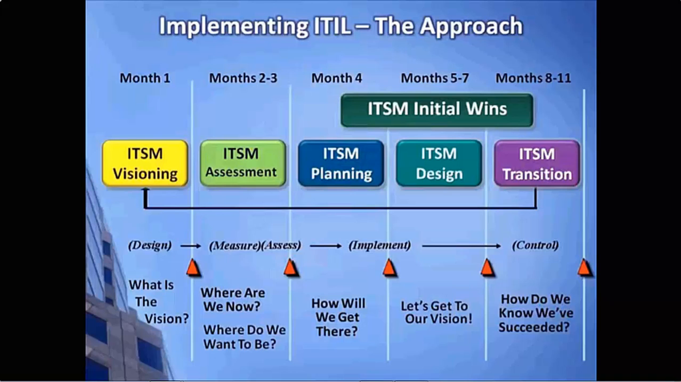Typically those kinds of projects are fraught with risk, and then people keep coming back asking, what is the goal of this? Why do we still continue to do this? Box these into 9-month segments such that every 9 months or so you're running through this cycle: visioning, assessment, planning, design, initial wins, and transition.